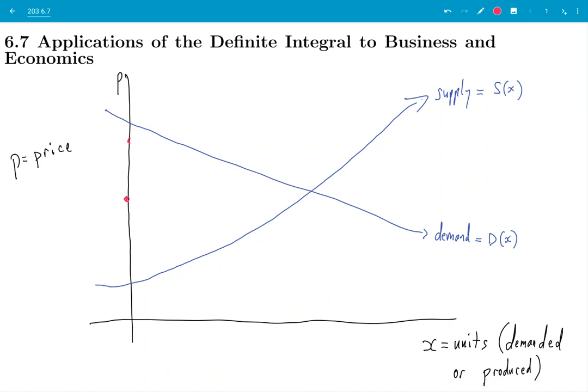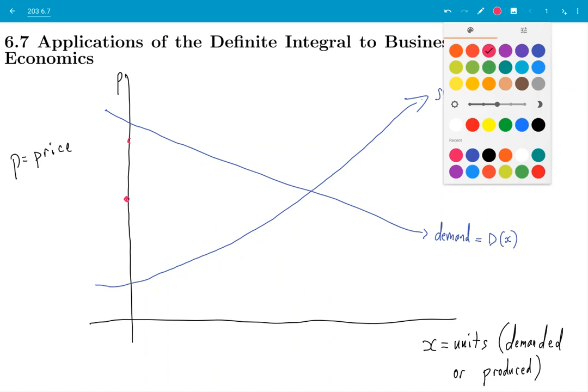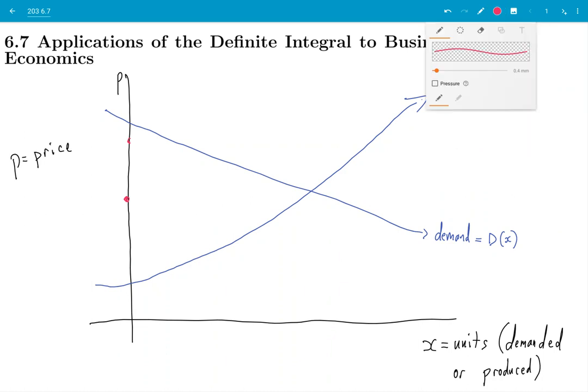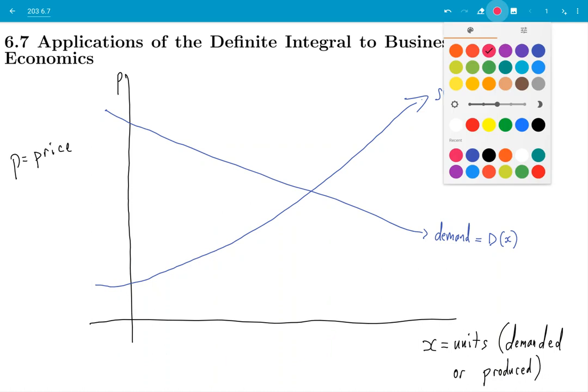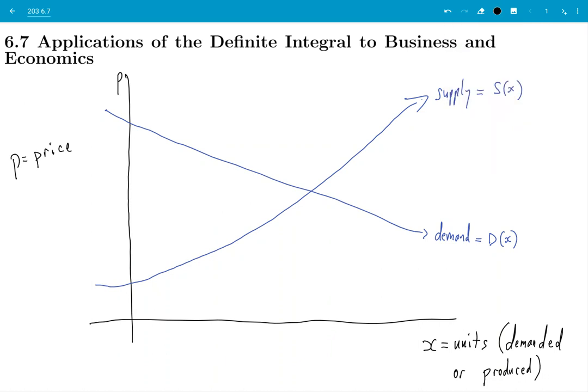We are going to try to erase these red dots without erasing the black line. Okay, here goes nothing. Let's try. Oh, look at that. Skills. Okay, back to supply and demand.